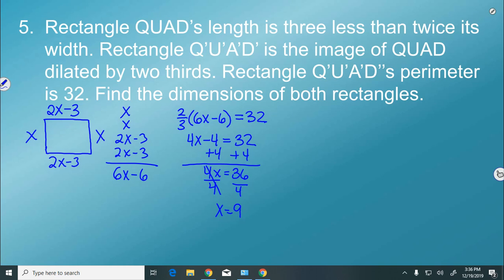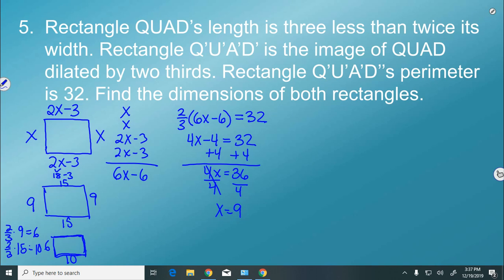So we can plug that in now and find our original image. So this is going to be 9, and then 2 times 9 is 18, minus 3 is 15. So our original image is 9 by 15. And if we multiply that by 2/3, it's going to be a little bit smaller. And 2/3 of 9 is 6. And 2/3 of 15 is 10. So it would be 6 by 10.